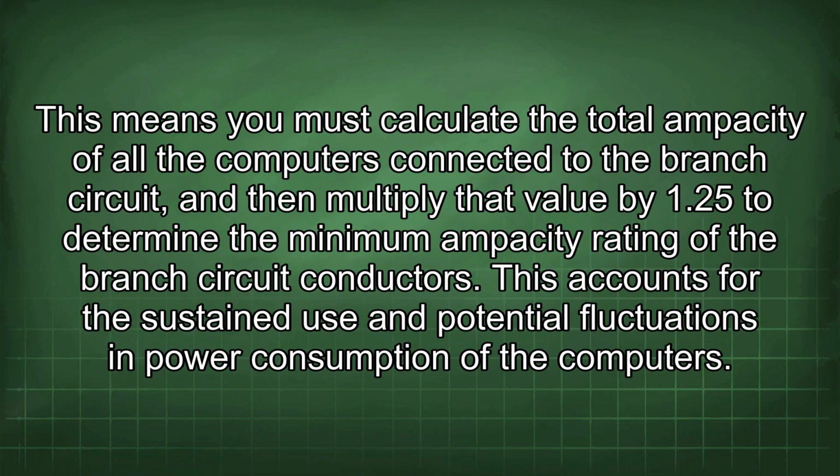This means you must calculate the total ampacity of all the computers connected to the branch circuit, and then multiply that value by 1.25 to determine the minimum ampacity rating of the branch circuit conductors. This accounts for the sustained use and potential fluctuations in power consumption of the computers.